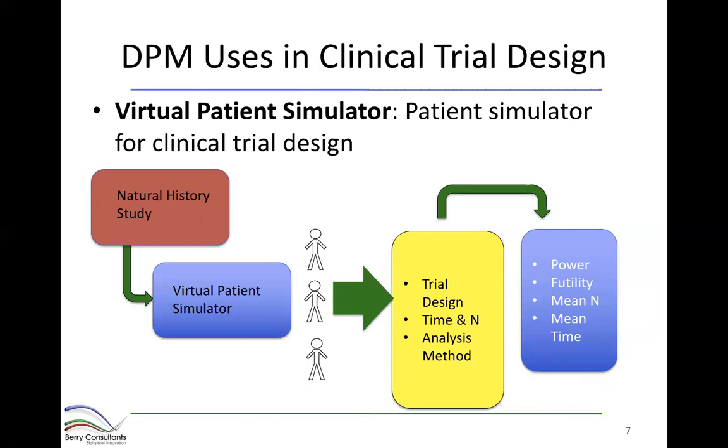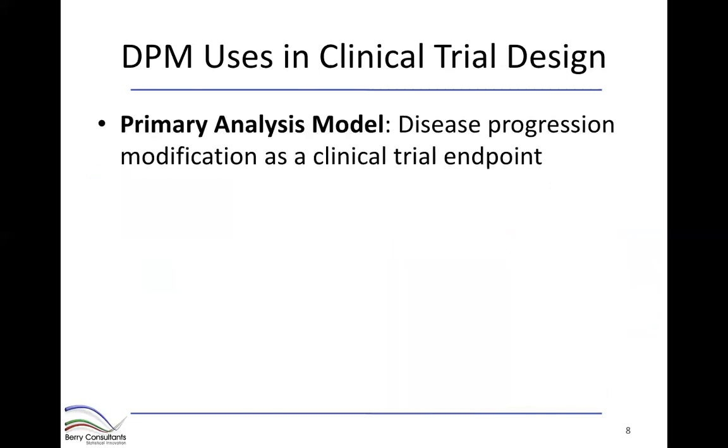We can then use these virtual patient simulators to answer key clinical trial design questions, such as how many subjects do I need, what length of follow-up do I need, how aggressive do I want to be in terms of success rules or futility. Another use of disease progression models that's less common is to actually use the model itself to analyze the data. So incorporate a treatment effect parameter and help us summarize how that treatment modifies disease progression.